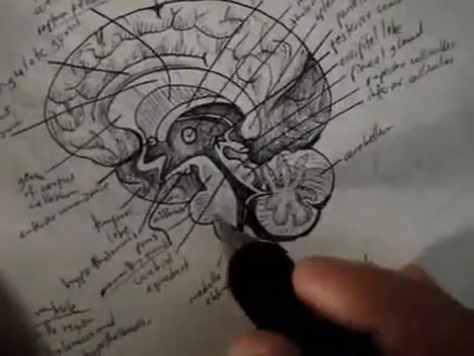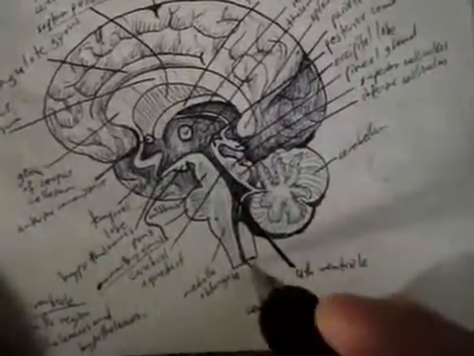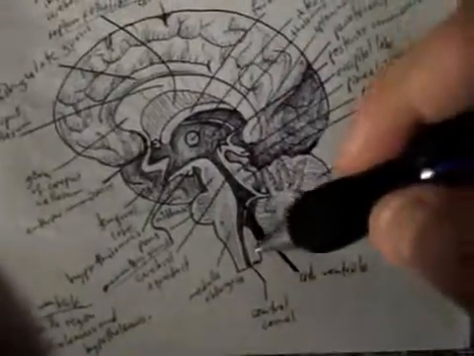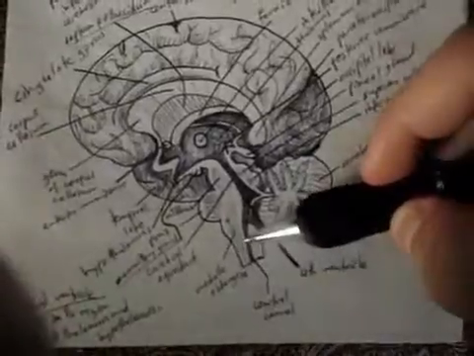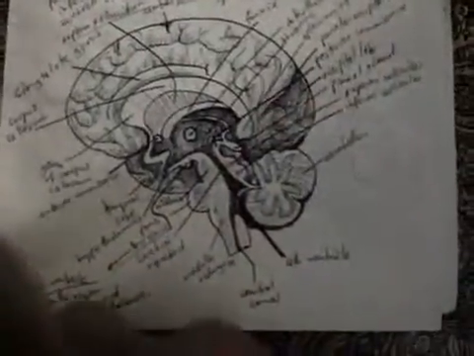Okay, and below pons, all of this here is the medulla oblongata, and then from here down would be the spinal cord. Remember, the foramen magnum separates the medulla oblongata from the spinal cord, and thus is also called the medullospinal junction.